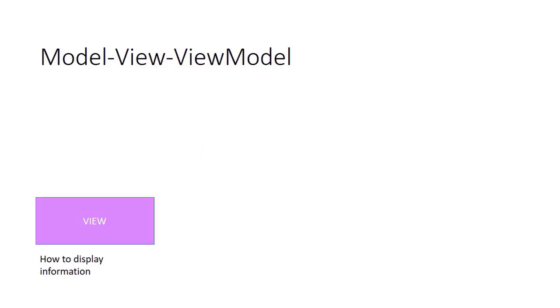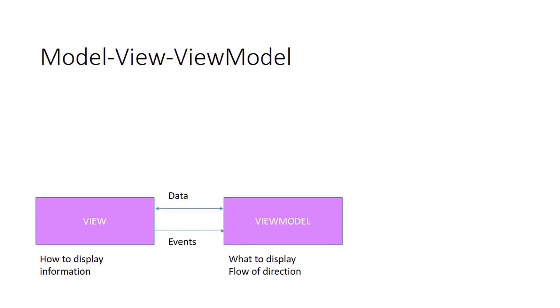So, in the MVVM pattern, we basically deal with three layers. The first is the model, the second is the view, and the third is the view model. A view is defined in XAML and should not have any logic in the code behind. This view could be anything. It could be Xamarin.Forms pages, it could be an Android XML file, or it could be an iOS storyboard file. It's just how you display the information.